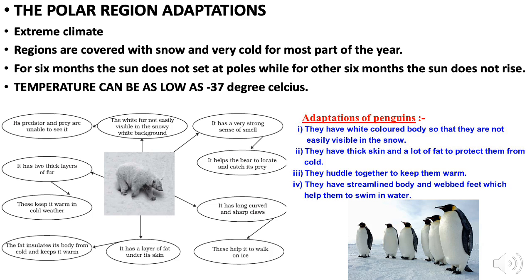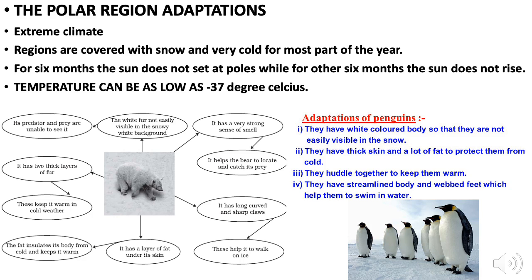In fact, they are so well insulated that they have to move slowly and rest often to avoid getting overheated, because they have two layers of fur and a layer of fat under the skin. So it makes its body well insulated. Now, the other adaptations of this polar bear are, so they are good swimmers.